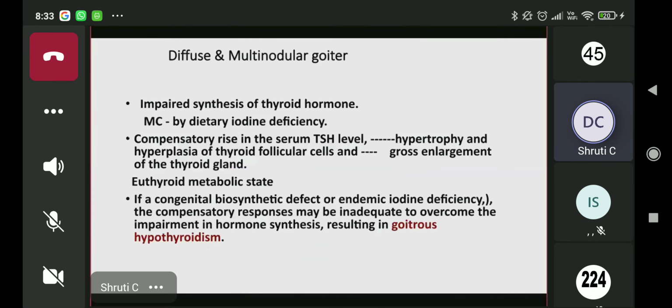Okay, and then there's multinodular goiter. So it will be due to impaired synthesis of thyroid hormones, most commonly by dietary iodine deficiency, compensatory rise in TSH levels, hypertrophy and hyperplasia of the thyroid follicular cells, and gross enlargement of the thyroid gland. And if there's a congenital biosynthetic defect or endemic iodine deficiency, the compensatory response may be inadequate to overcome the impairment, and this results in goitrous hypothyroidism.